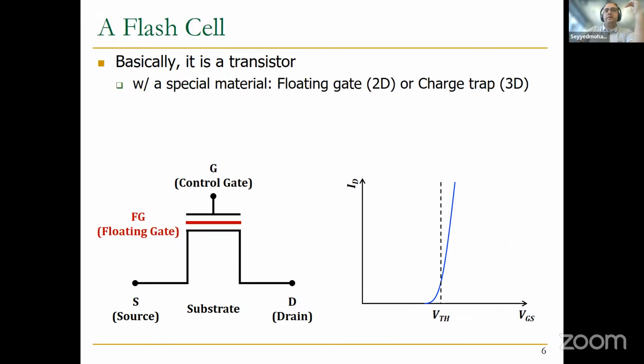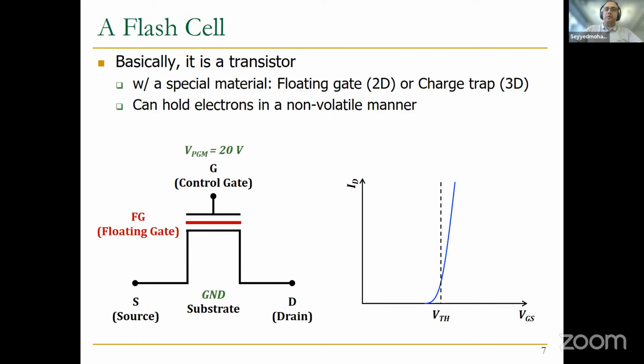So the difference between a flash cell and a normal transistor is just a special material that we have in a 2D NAND flash cell, which we call the floating gate, or charge trap in 3D flash. The functionality of this floating gate is just to trap electrons so that we can have higher voltage thresholds.